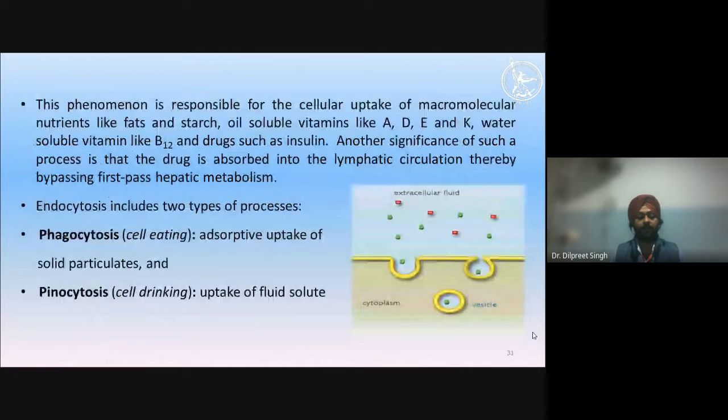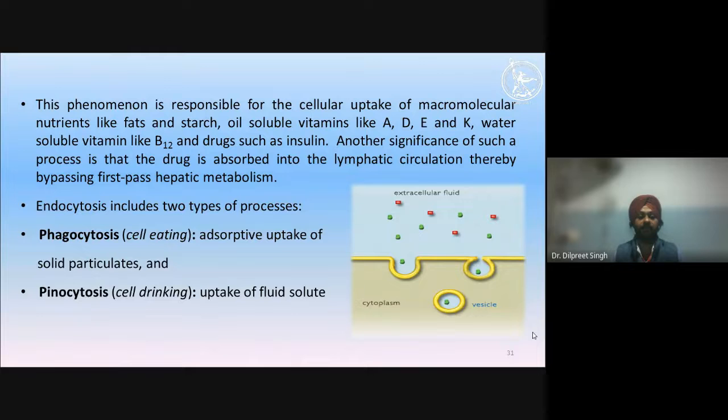Pinocytosis is basically what we call cell drinking. The vacuole is formed in the cell mechanism and it allows the formation of a protective layer under the vacuole, and this vacuole promotes the absorption of various macromolecule nutrients like fat, starch, oil soluble vitamins like A, D, E, K, and water soluble vitamin B12.